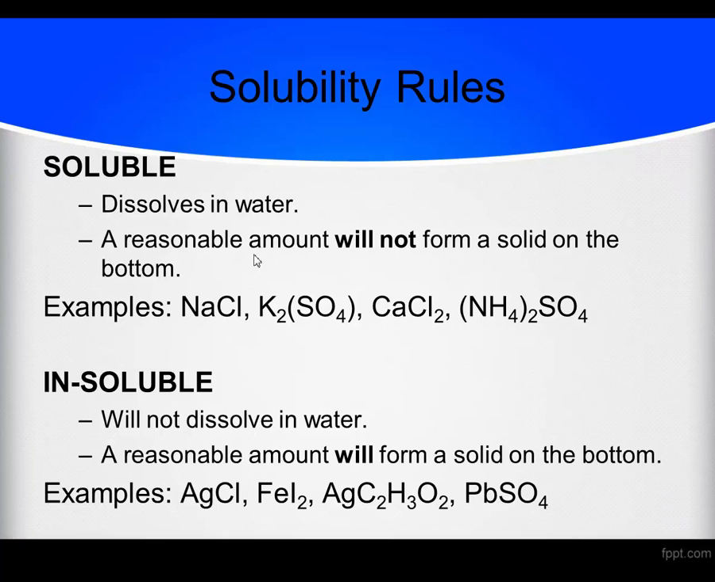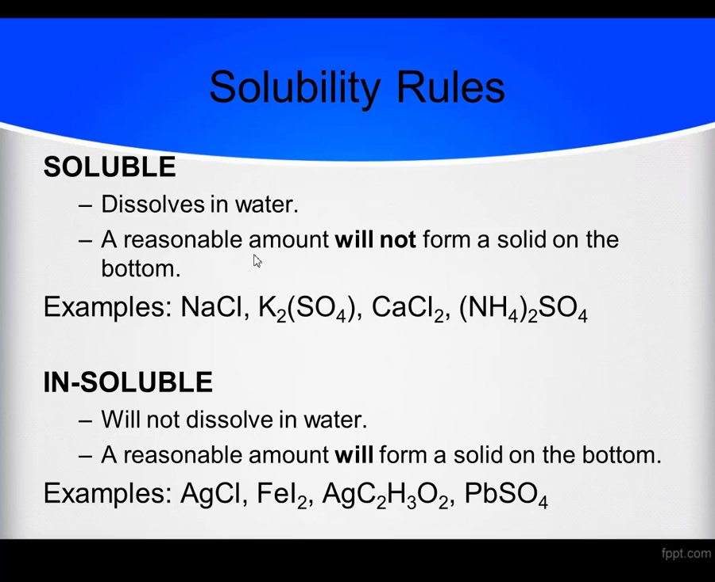So sugar is not on the list because the list that you guys have is full of ionic compounds. Sugar is covalent, so it's not actually on the list. But just for example, sugar tends to be a soluble covalent compound. Okay, because when you take a spoonful of sugar and put it in a glass of water, a reasonable amount, and you mix it up, do you get solids on the bottom? No.